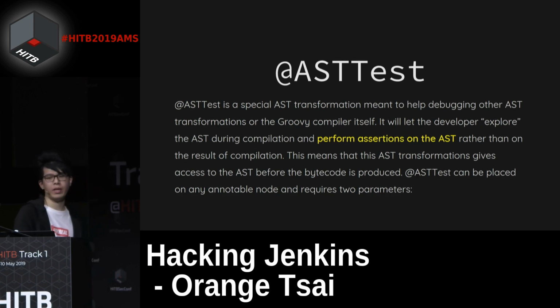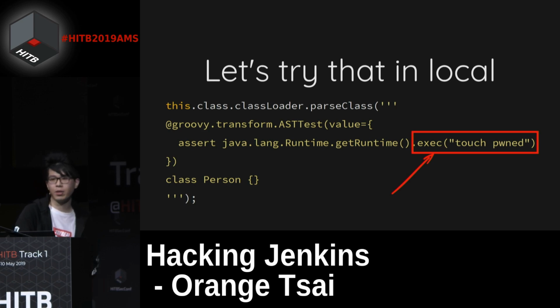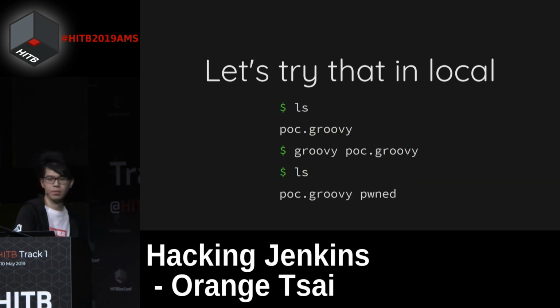This is the copy-paste from the Groovy manual. It performs an assertion on the AST. Is that what we want? This is the sample code from the manual. The phase is the compiler stage, and the value is the Groovy closure source we want to execute. We rewrite the sample in our local environment. Here we execute the command touch pwned. Yes, cool, it seems to work fine.